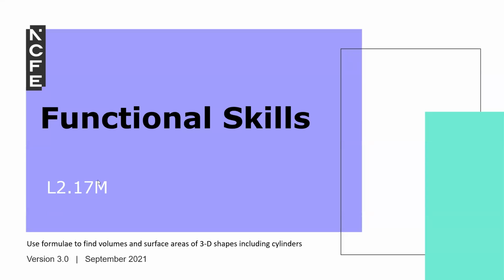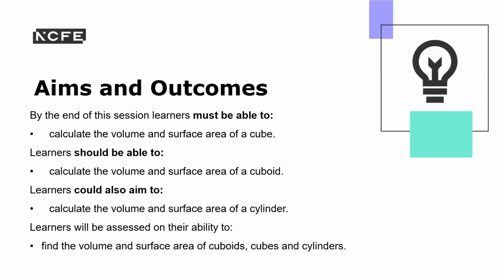Okay, so welcome to session 17. We're going to use formulas to find the volumes and surface areas of 3D shapes and cylinders. You should be able to calculate the volume and surface area of a cube. You should be able to calculate the volume and surface area of a cuboid. You should be able to calculate the volume and surface area of a cylinder, and learners should be able to find the volume and surface area of cuboids, cubes, and cylinders.